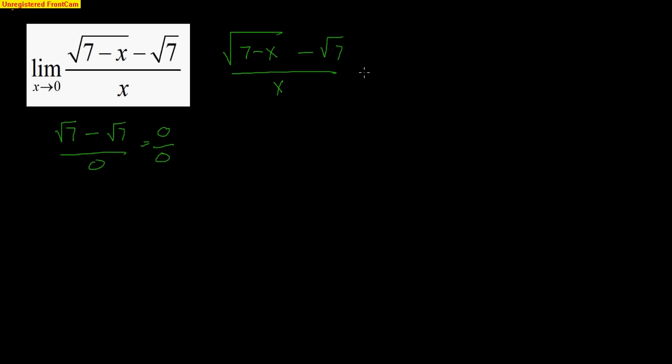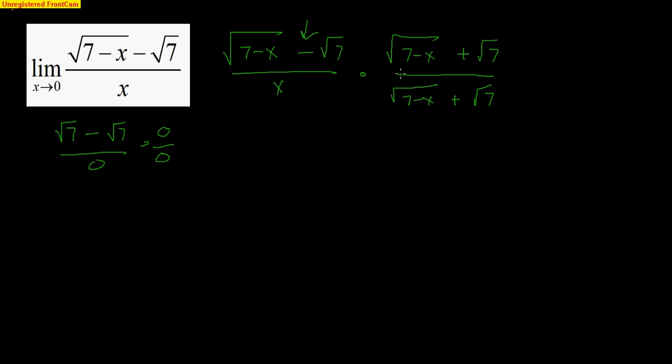Another square root problem. When I plug in 0, I get the square root of 7 minus the square root of 7 over 0, which obviously makes 0 over 0. So again, a lot of kids don't like these square root ones. That's why I'm doing another one here. So I'm going to take what I currently have and multiply by the conjugate, which is going to be the square root of 7 minus x plus the square root of 7, divided by the square root of 7 minus x plus the square root of 7. So notice it's this sign right here that changes. Don't change the sign inside the square root, please.